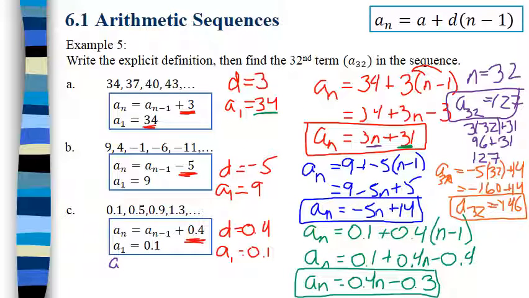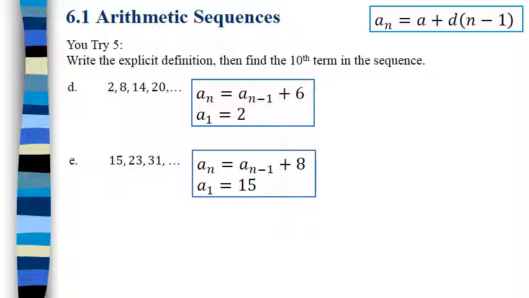Okay, last one. So we'll do this one over here since I'm running out of room. So a sub 32 is going to equal 4/10 times 32, because remember this means n equals 32, so we're just substituting 32 in for n, minus 3/10. So 4/10 of 32 is 12.8, and 12.8 minus 3/10 is 12.5. So a sub 32 in the third case is 12.5.